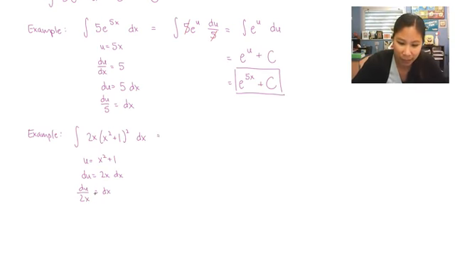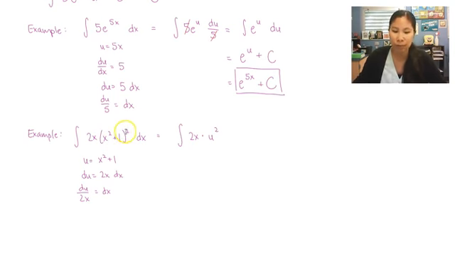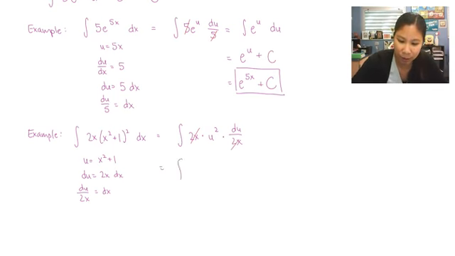Okay, so now comes my task of rewriting my entire problem in terms of u instead of x's. For that 2x, there's really nothing I can do yet, because there's no u's I can change it into. But the (x squared plus 1) squared is really just u squared, because u we said was x squared plus 1. And then instead of dx, I'm going to write du over 2x, which is great because now the 2x's cancel out. And so really I'm just finding the integral of u squared du.